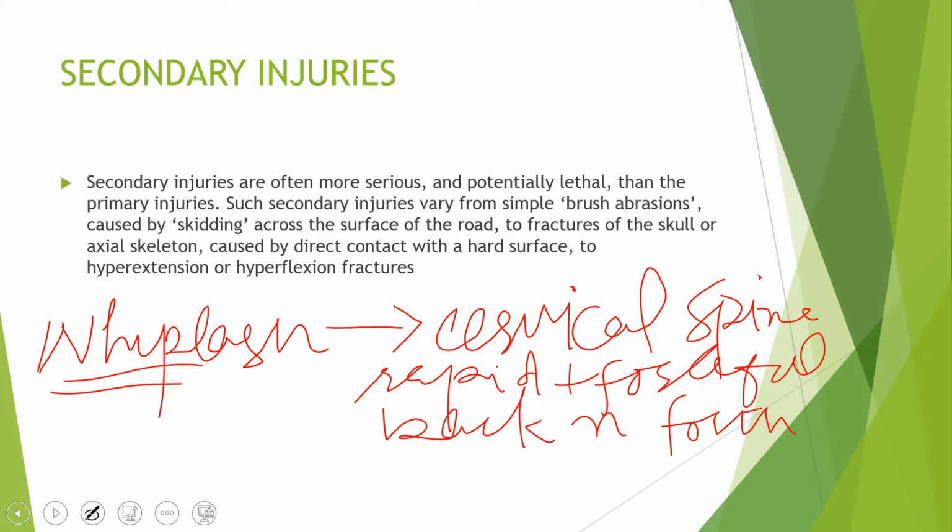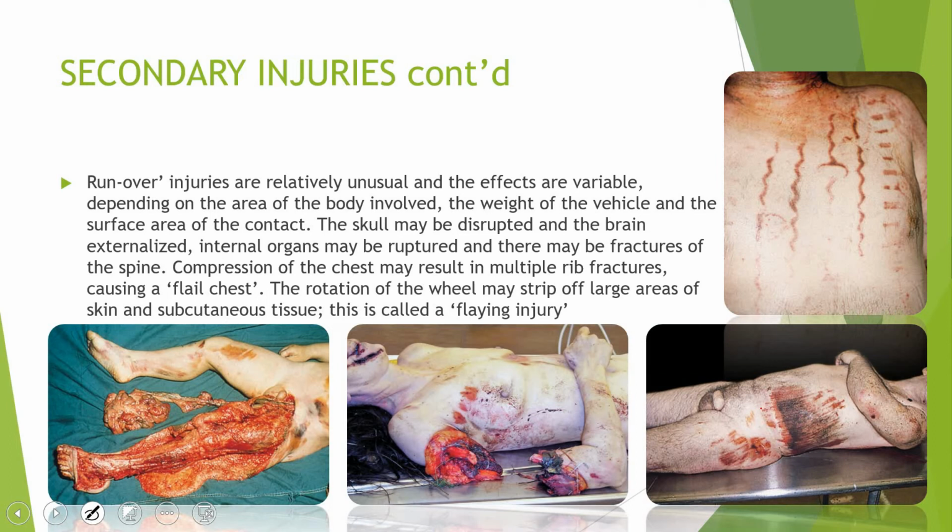And in the next slide, we are going to see different pictures and more possibilities of secondary injuries. Like there can be run over injuries, i.e. the poor victim falls off the car and another vehicle runs over him. This is called run over injuries. Simple.